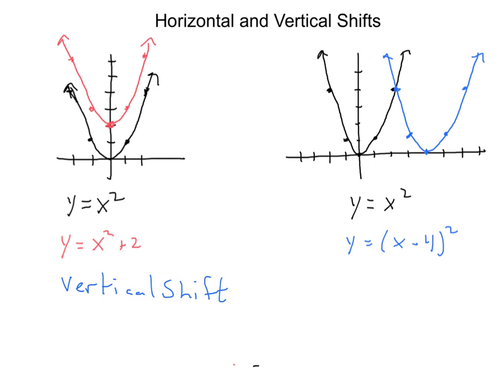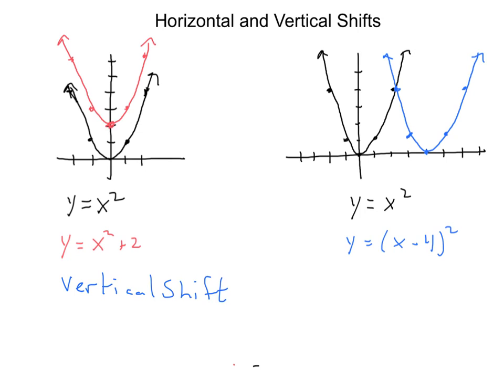Now, get rid of the x squared plus 2 and replace that with what I have in blue over here, y equals x minus 4, that quantity squared. Make sure the minus 4 is inside those parentheses. You have to have the parentheses there. y equals the quantity of x minus 4 squared.